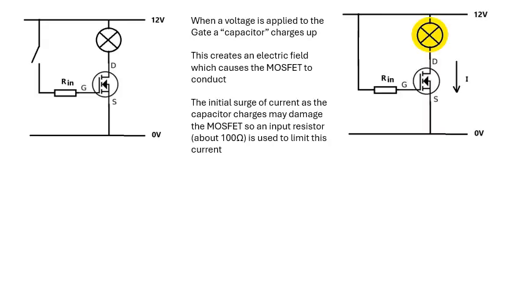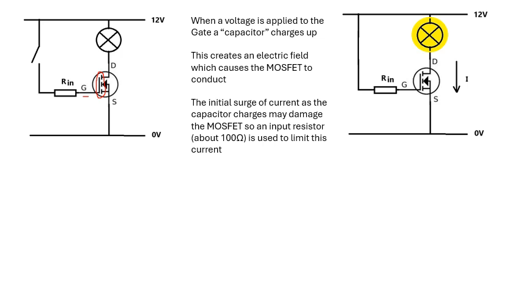Looking at this, when a voltage is applied to the gate, what happens is that inside the MOSFET you've got a capacitor, or rather a capacitance. You've got two bits with a dielectric in between, yes? This capacitor charges up and creates an electric field, and that causes the MOSFET to conduct. That's why it's a field effect transistor. An electric field causes it to conduct.